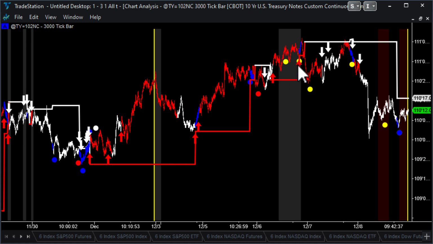We just broke the trailing stop on Better Pro-Am, and there's the blue professional bars selling it down. So that's on the 10 years.